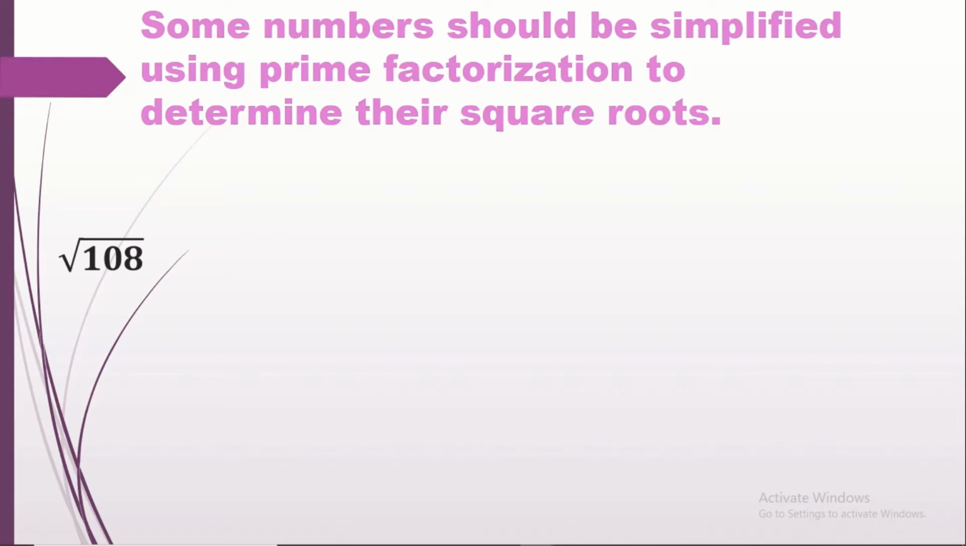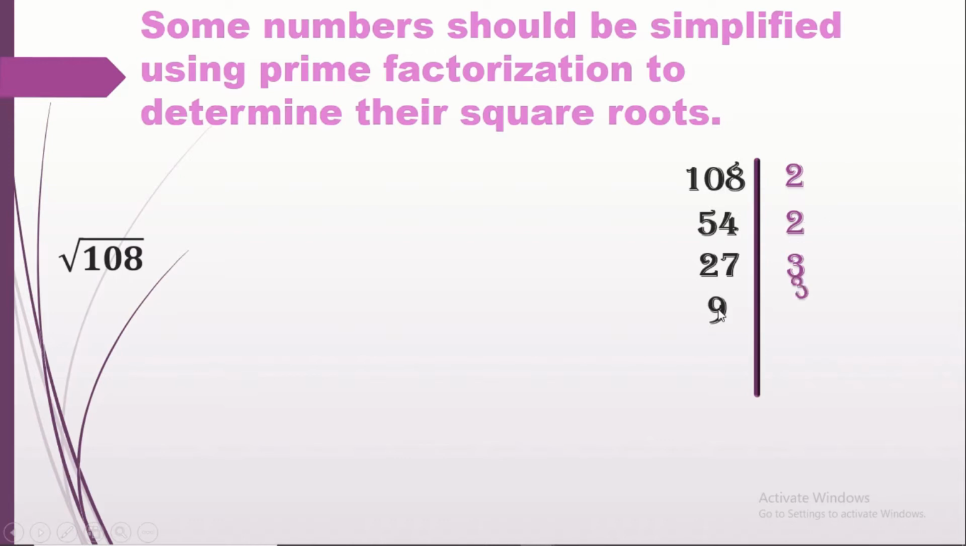Some numbers should be simplified using prime factorization in order to determine their square roots. For example, here we have radical 108. To determine its radical, we should decompose it using prime factorization. You know that 108 is divisible by 2. Divided by 2, it gives us 54. Also divisible by 2, it gives us 27. Now, 27 we can divide by 3, it gives us 9. Also, 9 divided by 3 gives us 3. 3 divided by 3 is 1. So we keep on dividing by prime numbers to get the value 1.